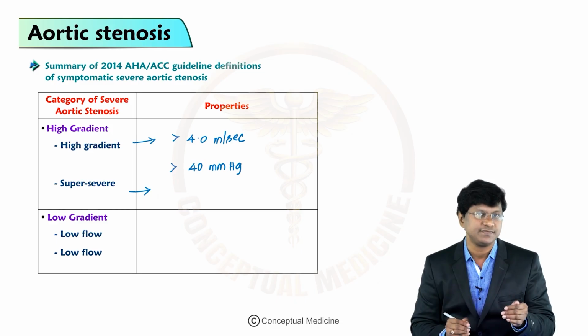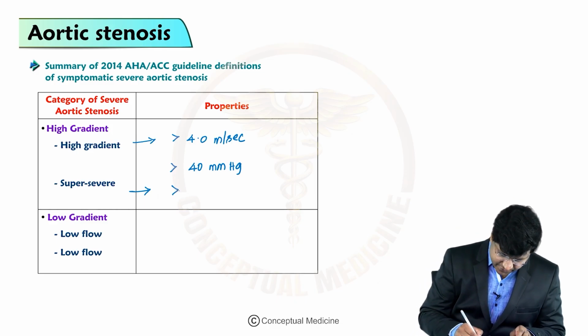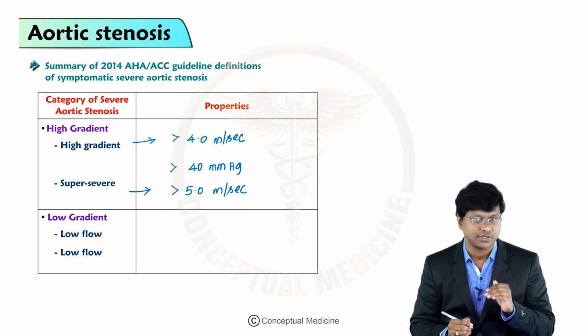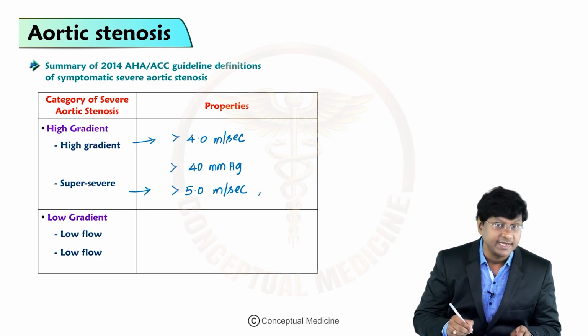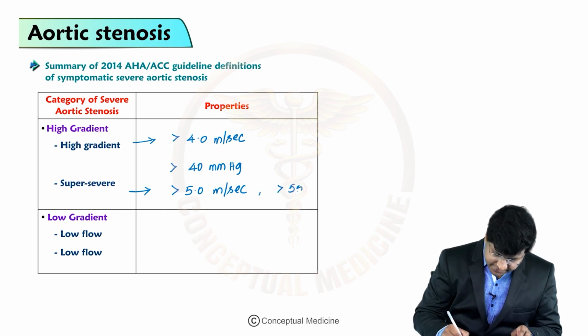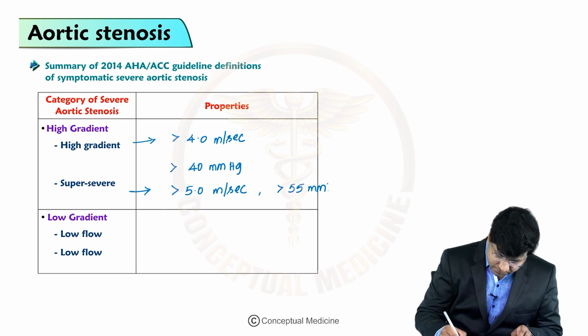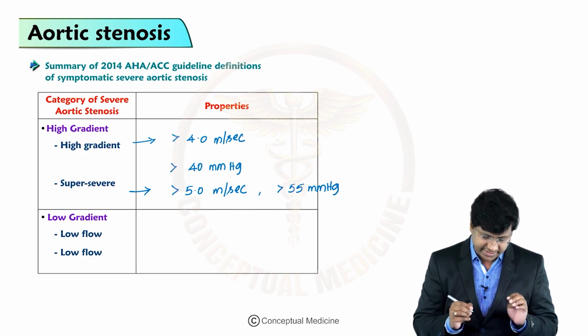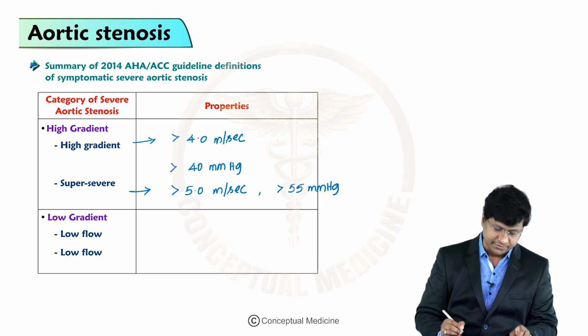In case of super severe aortic stenosis, the aortic jet velocity will be more than 5 meters per second. That will be the aortic jet velocity. And how much will be the gradient in case of super severe aortic stenosis? The gradient will be more than 55 millimeters of mercury. So that will be the gradient in case of super severe aortic stenosis.